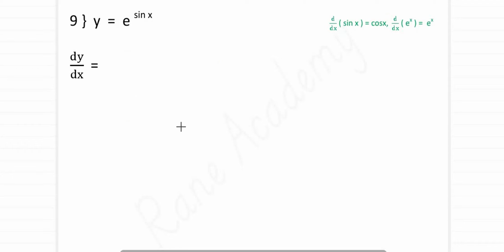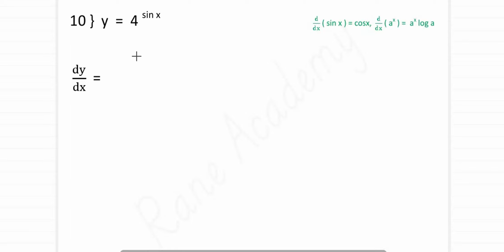Question number 9, y is equal to e raised to sine x. Now derivative of e raised to x is the same function e raised to x. So derivative of e raised to sine x will be e raised to sine x, and here instead of x we have sine x. So the derivative of sine x is cos x. So the final answer is cos x into e raised to sine x.